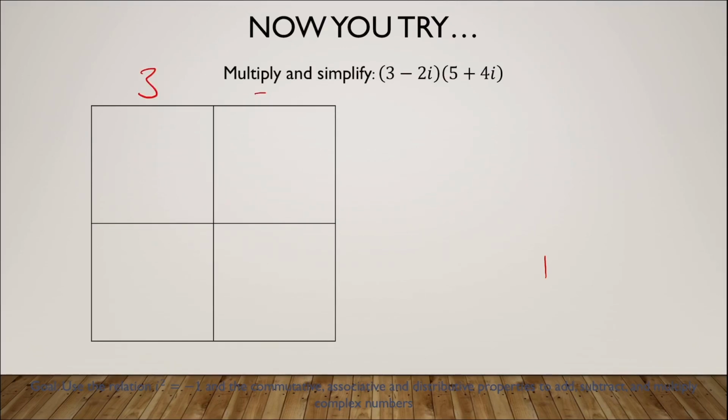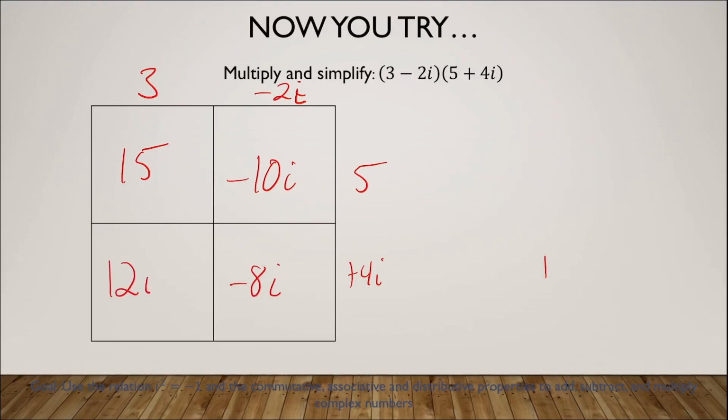All right, so you should have 3 minus 2i and 5 plus 4i. We get 15. We get negative 10i. We get negative 8i, and we get plus 12i there. So I get 15 plus 2i. Oh, this is negative 8i squared.